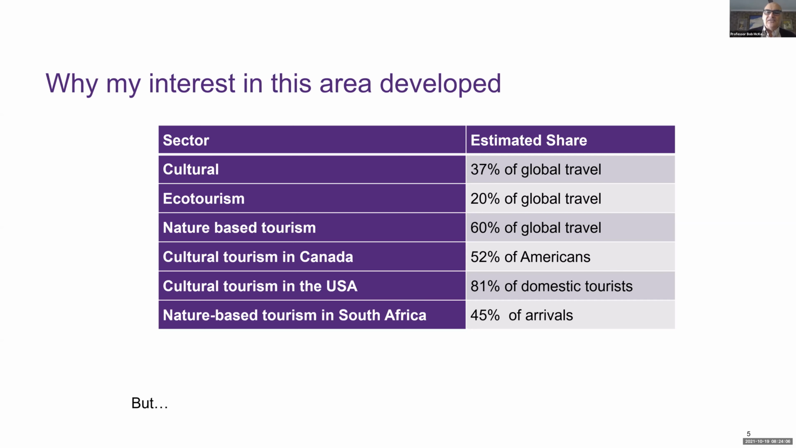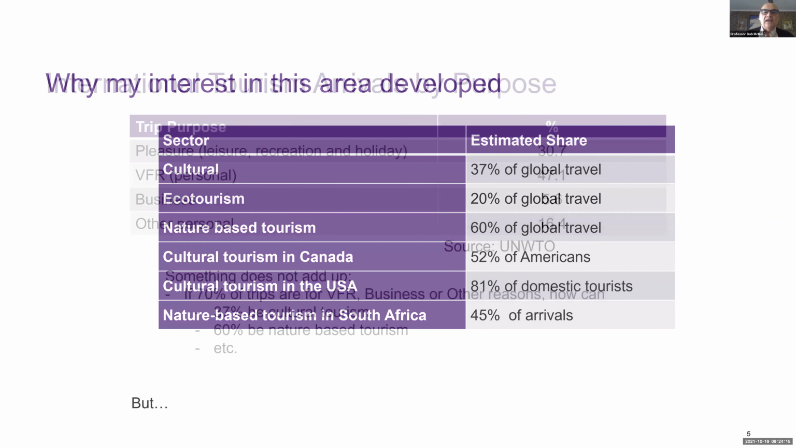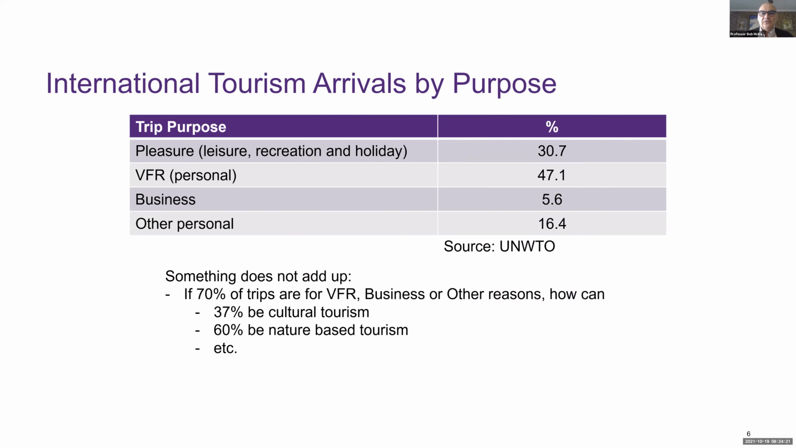But, and this is the but that has caused me a lot of confusion over the years. When you look at global tourism purpose, pleasure tourism represents about 30% of all travel. VFR or personal tourism, almost half of all global travel, and business or other personal, about 20%. So something doesn't add up.